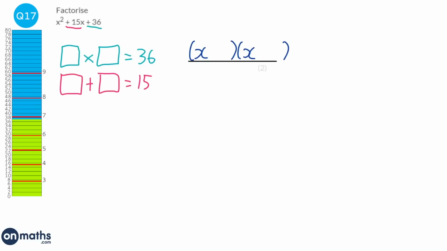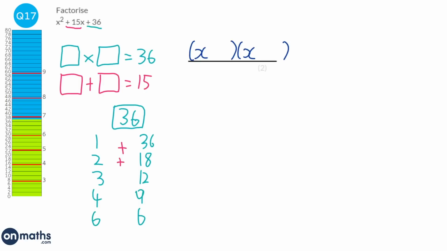Now, if you can figure out the answer in your head, that's absolutely fine. If not, you can just quickly write down the factors of 36. Because they multiply together to make a positive 36, they'll either both be positive or both be negative, but they add together to make a positive number. So we're just looking at the positive factors. So 1 and 36, 2 and 18, 3 and 12, 4 and 9, and 6 and 6.